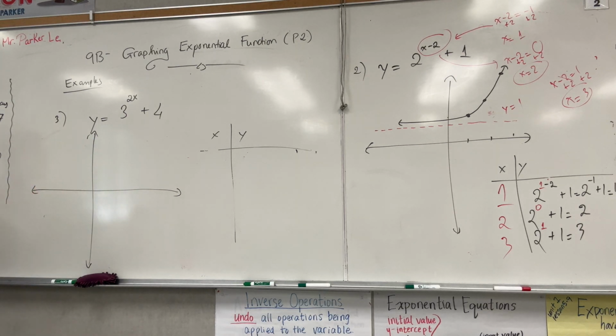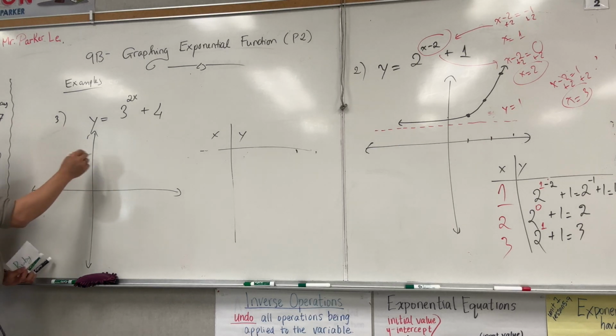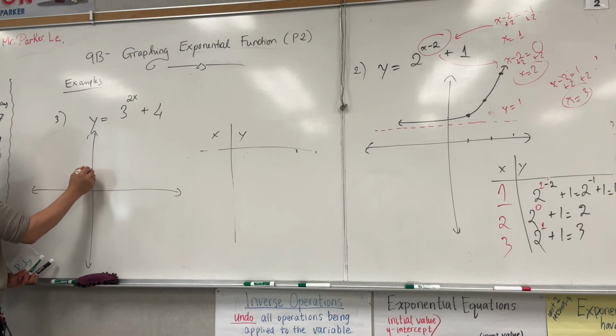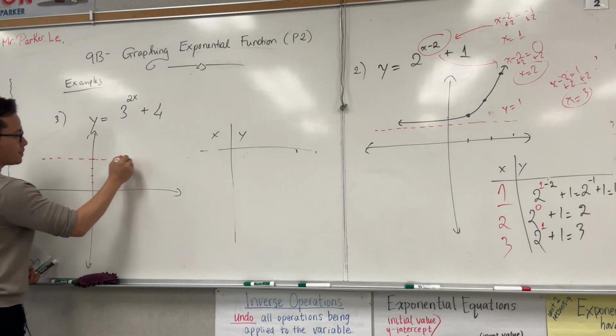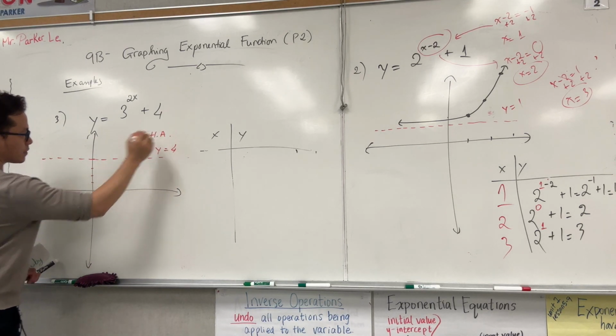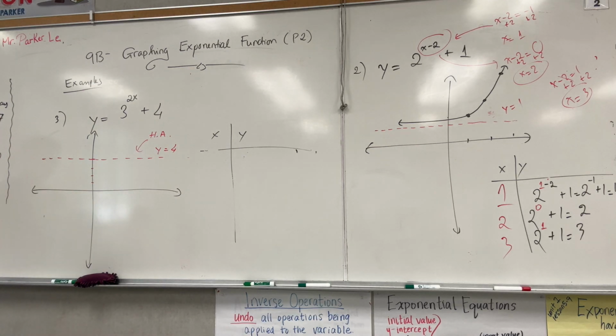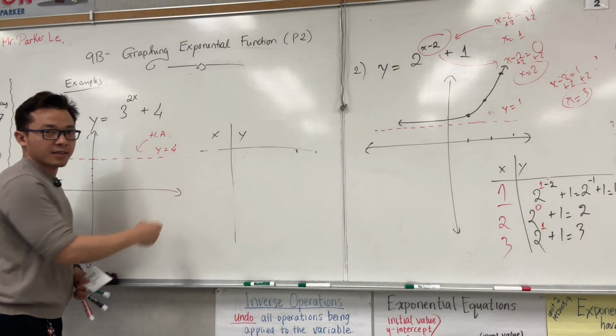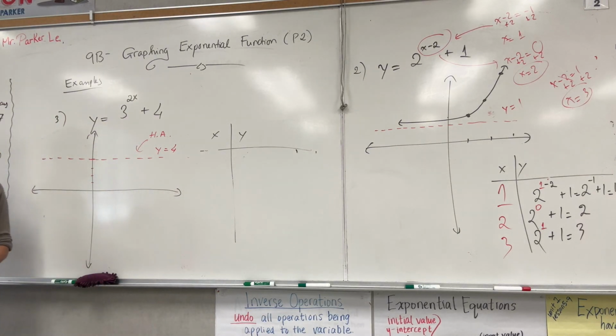Okay, where is the horizontal asymptote? X equal to 4 or Y equal to 4? It's the horizontal line, so it's Y, okay? 1, 2, 3, 4. All right, now what value are you going to choose for X so that the power is going to be negative 1?